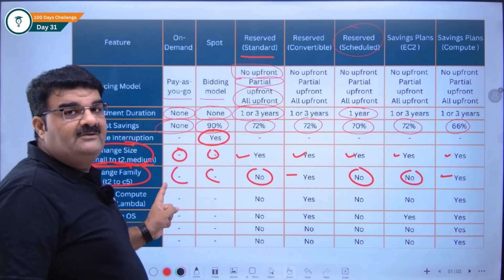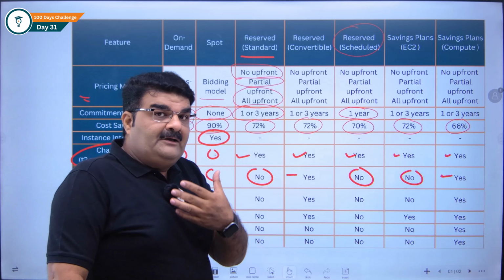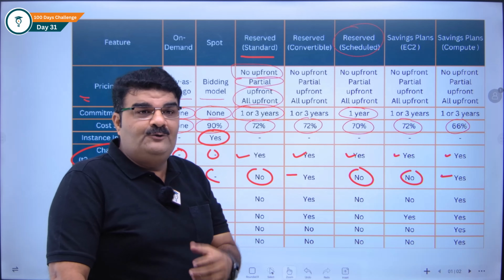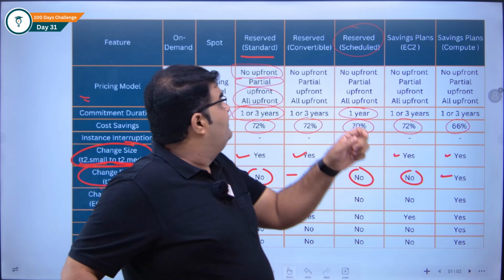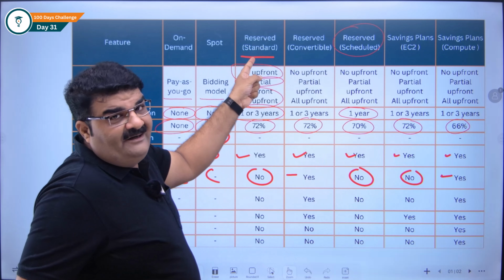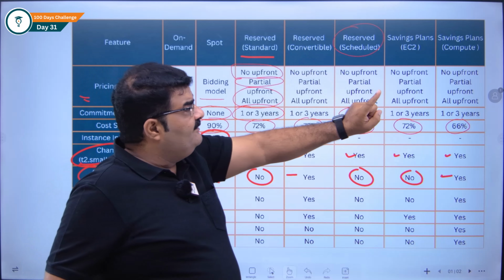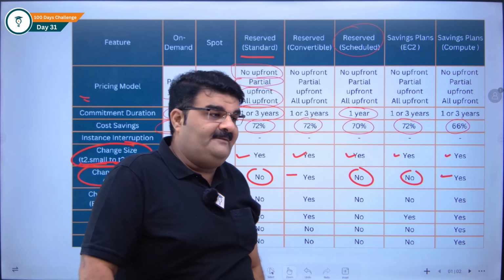So, if you have a predictable load, and you know that you are going to use the same kind of EC2 instance for the next 3 years, it would be a good idea to go with the standard. Otherwise, go with the convertible or go with the savings plan.